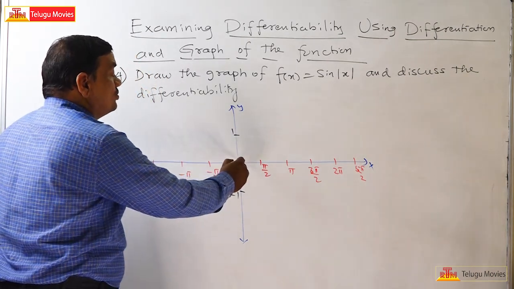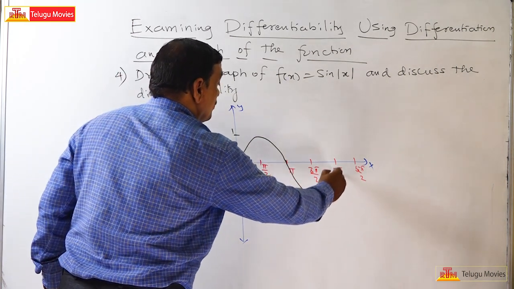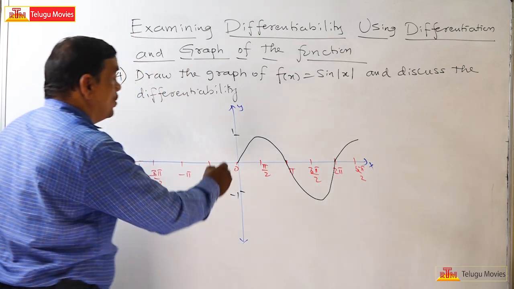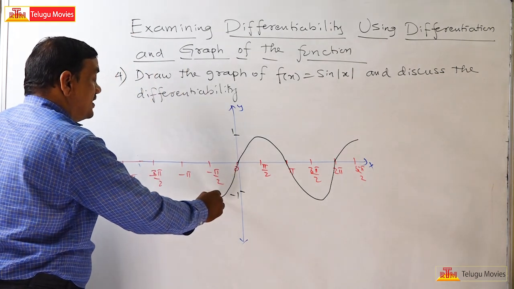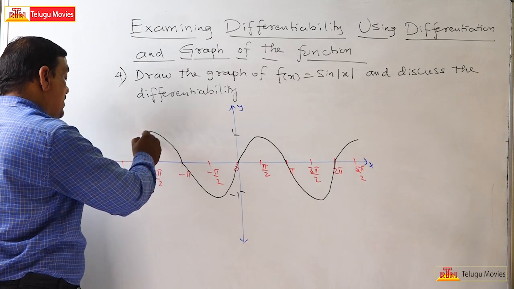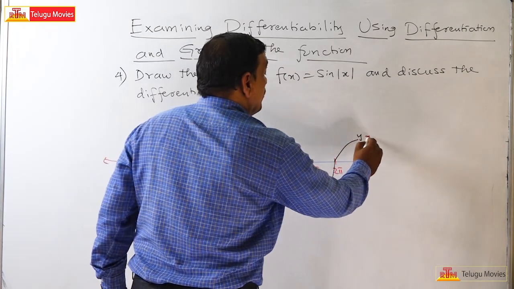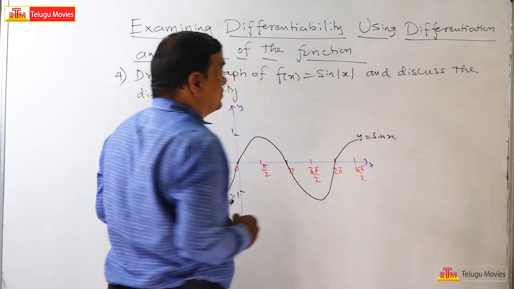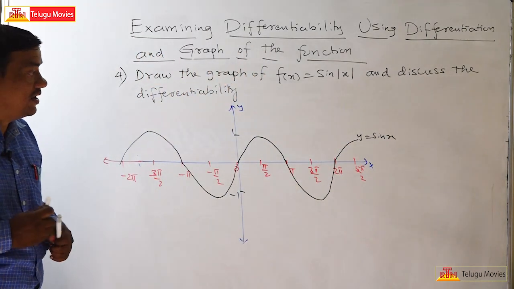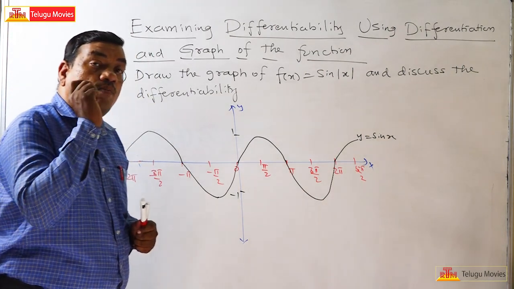So sine 0 is 0, sine pi by 2 is 1, sine pi is 0, sine 3 pi by 2 is minus 1. It will go on. And again sine minus pi is 0, and so on. So this is the graph of y is equal to sine x. Everybody knows y is equal to sine x. Okay now, then what is the graph of sine of mod x?